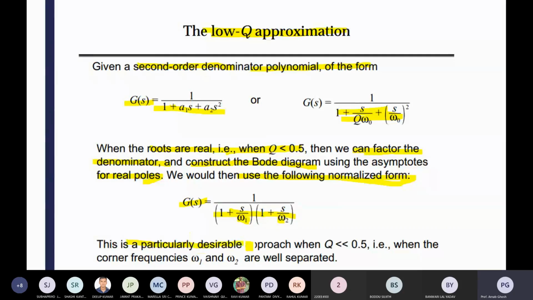So practically, the desirable approach when Q is very much less than 0.5 is when the corner frequencies omega 1 and omega 2 are well separated. In this case, for a second order system, two corner frequencies are there, omega 1 and omega 2. In a first order system, one corner frequency is there, so it is very easy.